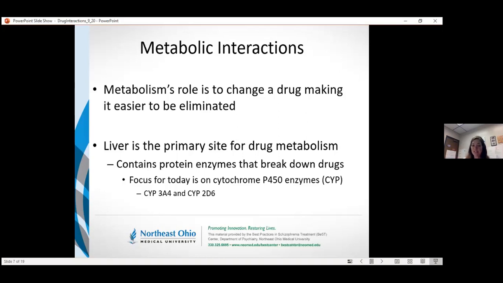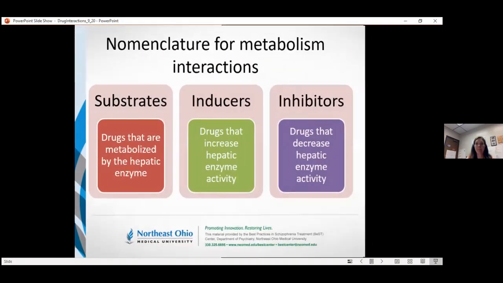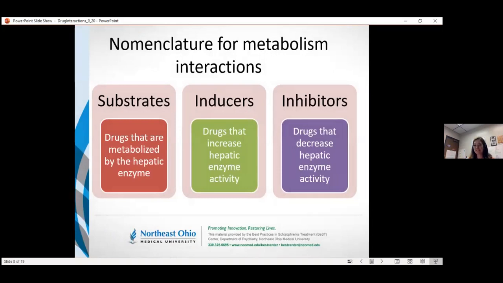Our focus for today is going to be on our cytochrome P450 enzymes. So these are the most common enzymes that do metabolize the drugs that we may take, that the patients, the kids, and the families that you interact with all take. So from a nomenclature standpoint, there's three different things that we're going to talk about. So substrates, inducers, and inhibitors related to metabolism.